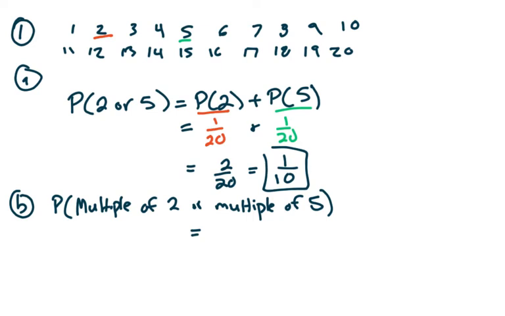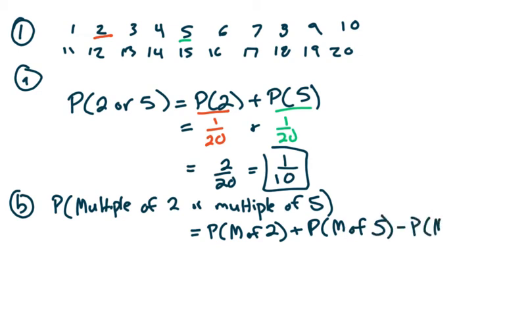Now here, these are overlapping events because there are numbers that are multiples of 2 and multiples of 5. So I'm going to find the probability that it's a multiple of 2, plus the probability that it is a multiple of 5, minus the probability that it is a multiple of 2 and 5.